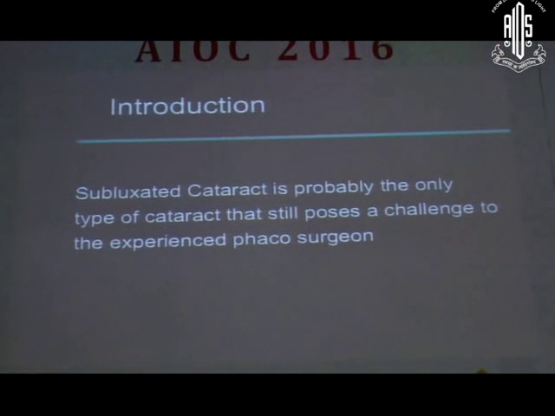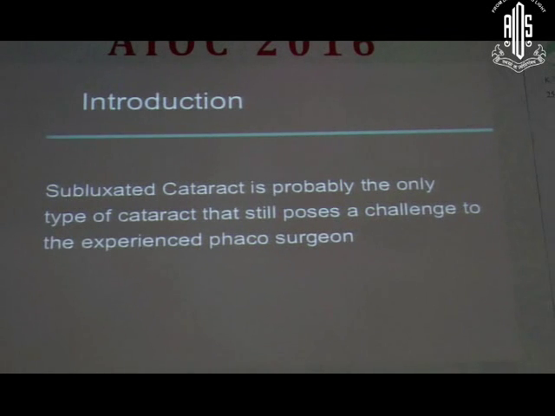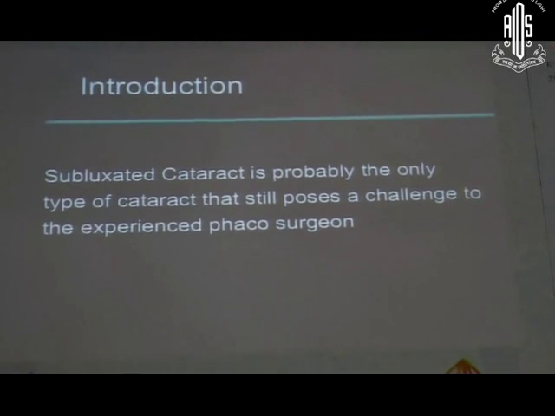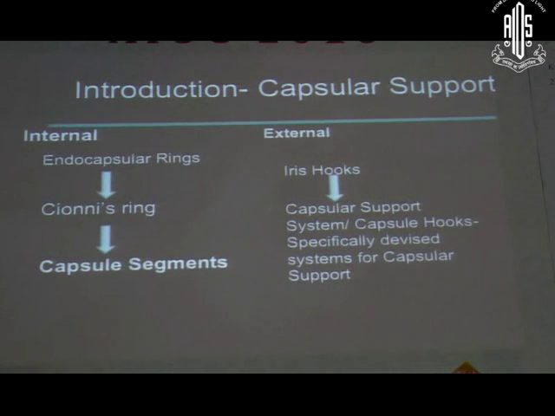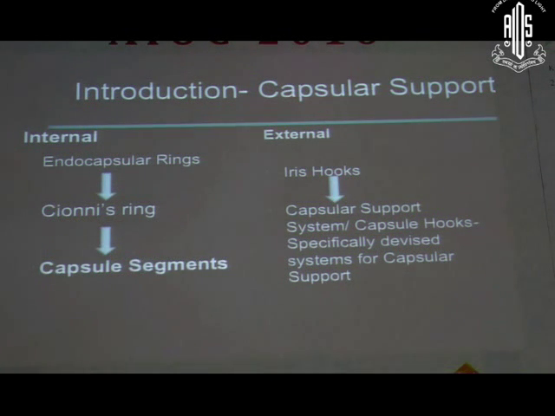Just before I start, I must also compliment his talk by saying that subluxated cataract is probably the only type of cataract that still poses a challenge to the experienced phaco surgeon. We can support the capsule, as shown by Dr. Arup and Dr. Purinder, by internal methods as well as by external methods. Internal methods could be endocapsular rings, the Sionis ring, or the capsule segments, which I will talk about. External could be the iris hooks or the capsular support system, the Makul capsular support system, which Dr. Purinder also showed that he was using, the capsular hooks there.